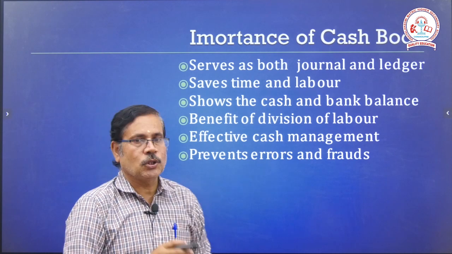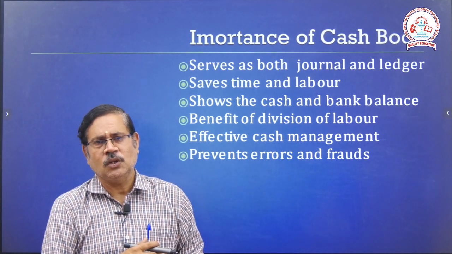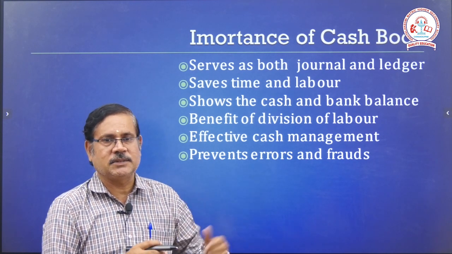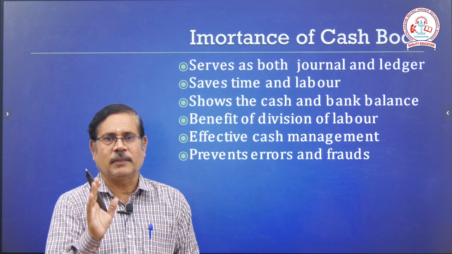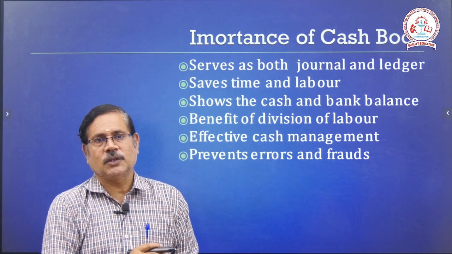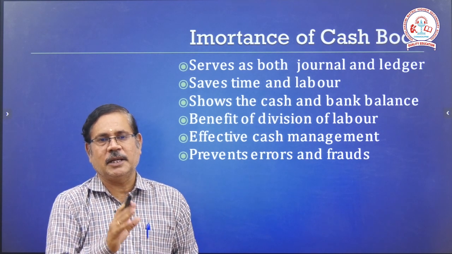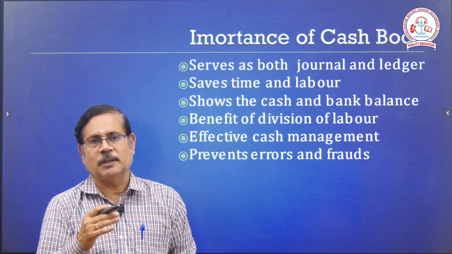The fourth one: benefit of division of labor. What is meant by the benefit of division of labor? While preparing the subsidiary book or cash book, we give it to one person who alone maintains the cash book. So the work is divided, and a particular book is maintained by only one person. This is the benefit from the division of labor point of view.